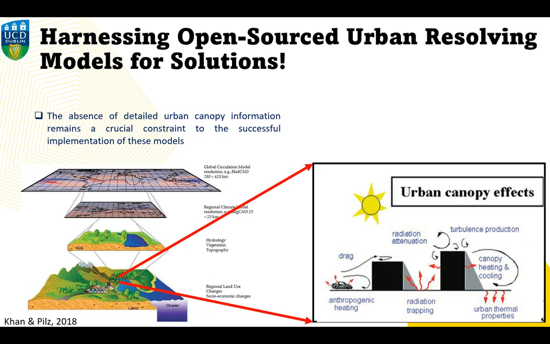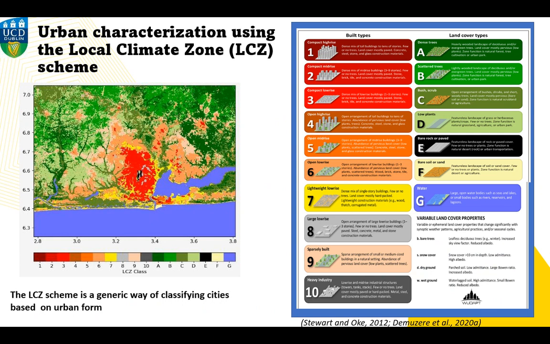Now we have transferable state of the art models that can be used instead of high resolution observation data. So the main thing is that we now have the local climate zones, which we can use to drive all these models, especially the urban canopy parameters, which are lacking in this part of the world.